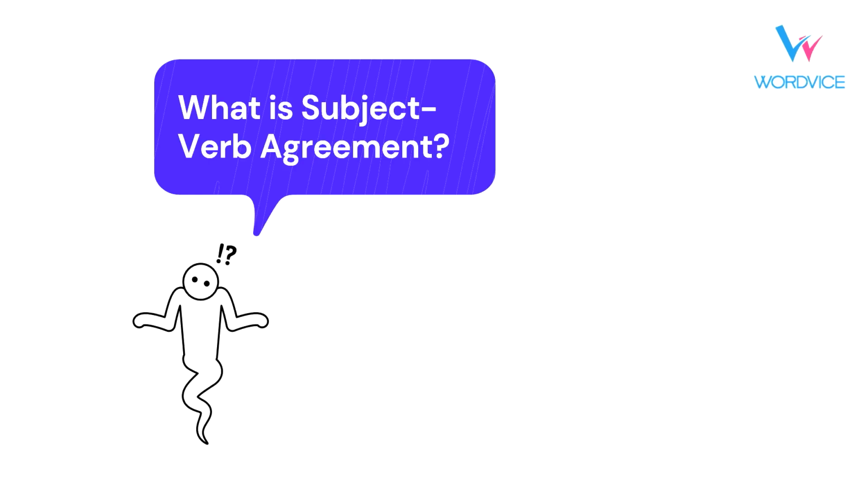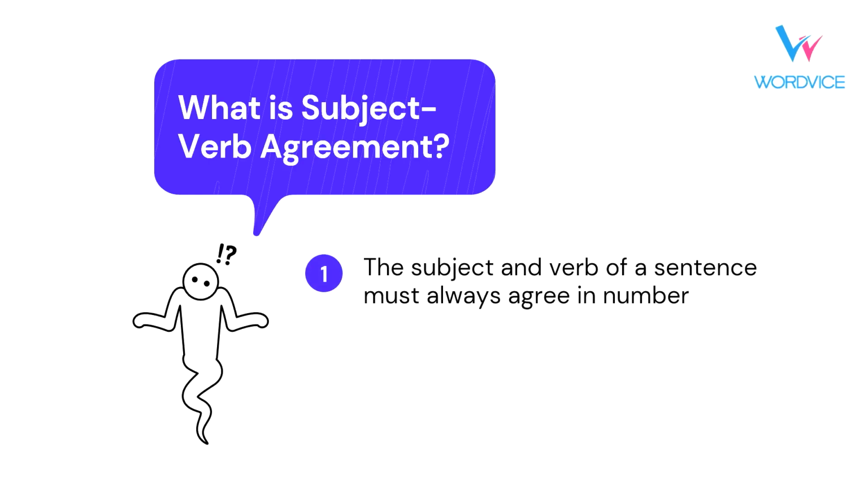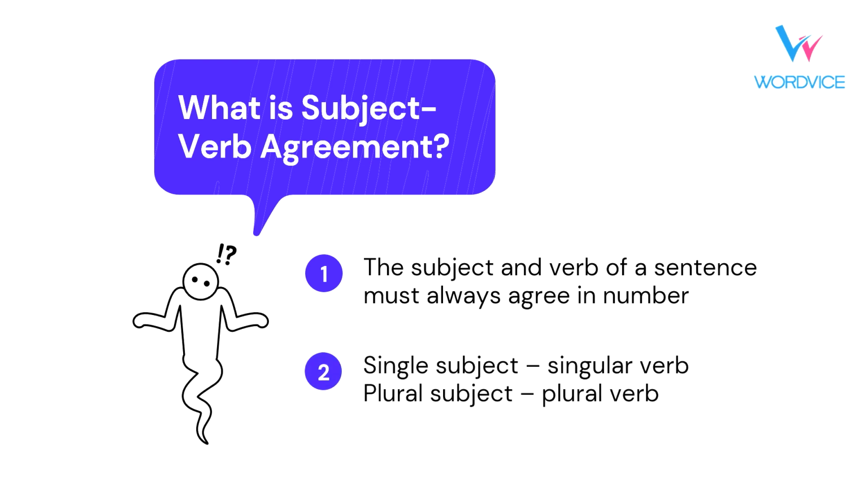In English, subjects and verbs in a sentence must always agree in number. A singular subject takes a singular verb. A plural subject takes a plural verb. Matching the subject and the verb is important because it prevents the reader from confusing which noun is the subject doing the action.